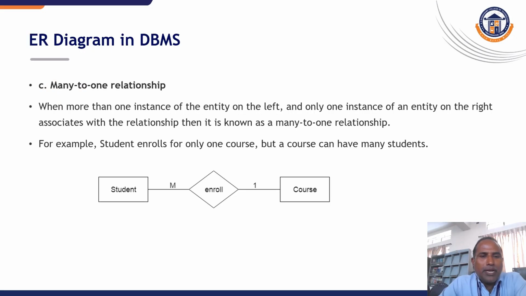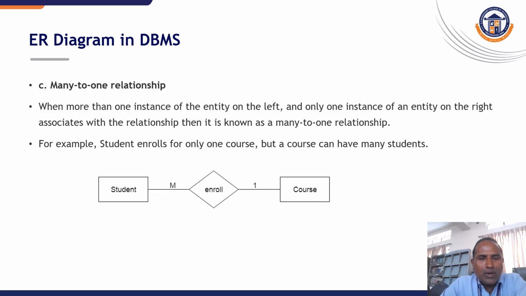The another one is many to one relationship. See this diagram. Many students enroll in one course. For example, a single subject can be studied by n number of students. That is many to one relationship. Many students enroll in one course.